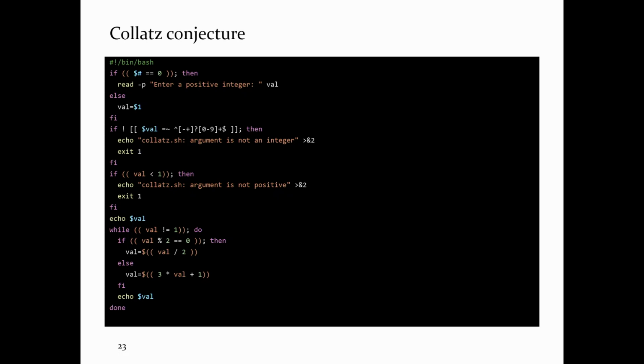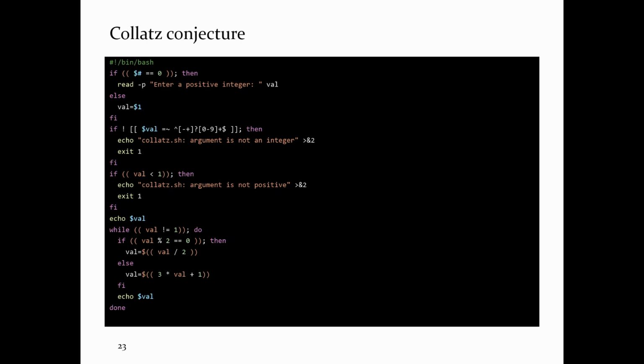Who's seen the Collatz conjecture before? A few of you? OK, so the Collatz conjecture says, start with some positive integer value. If the integer value is even, divide it by 2. If the value is odd, multiply it by 3 and add 1, and repeat until the number reaches 1. The Collatz conjecture says you will always reach 1 regardless of the number you start at.